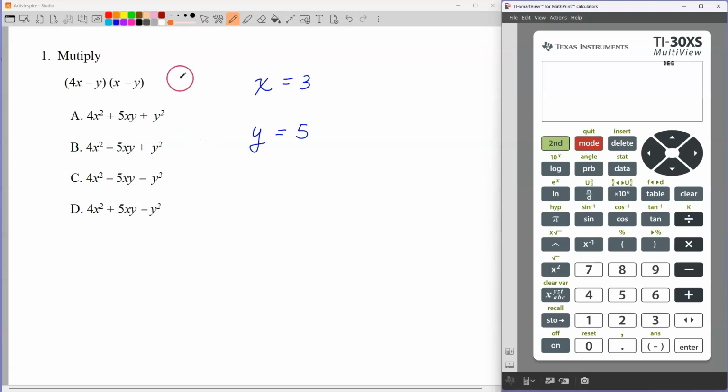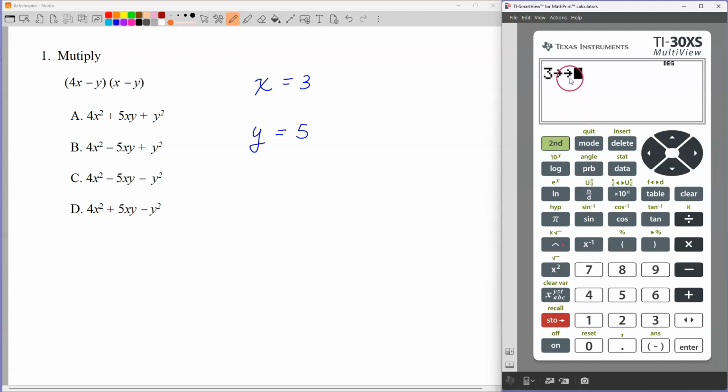But the goal here is to assign 3 to x. And you read it backwards. We're going to store 3 with x. So watch how I do this. I'm going to start with my 3 right here. Then I'm going to hit my storage button.